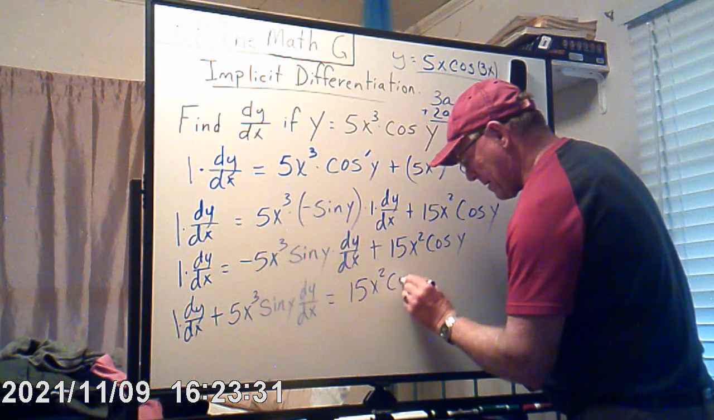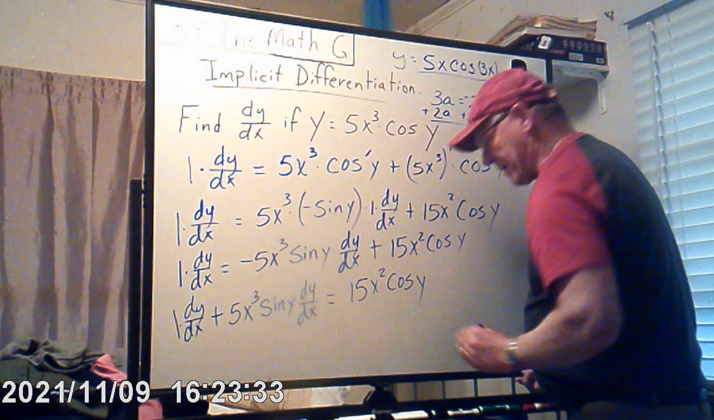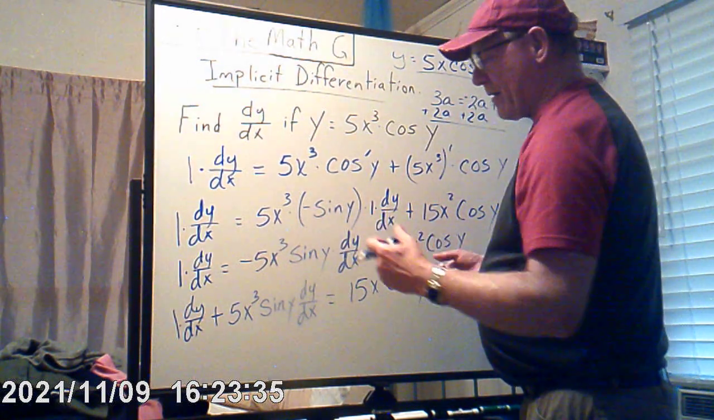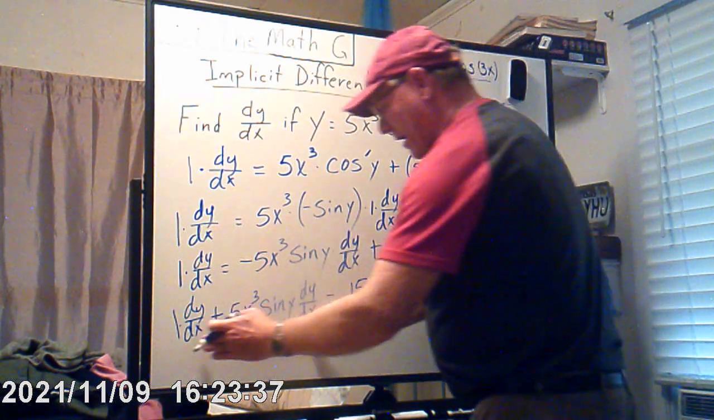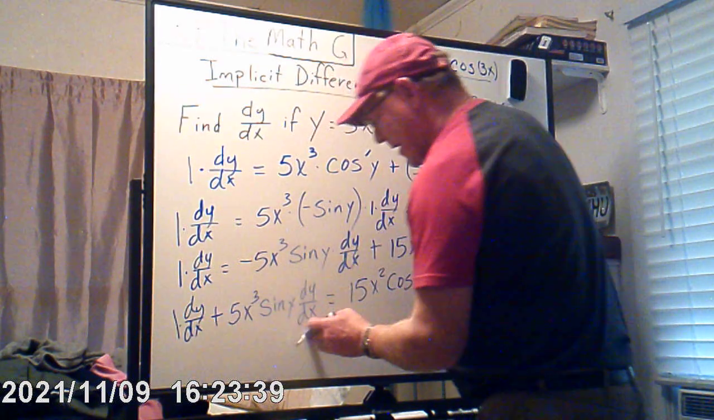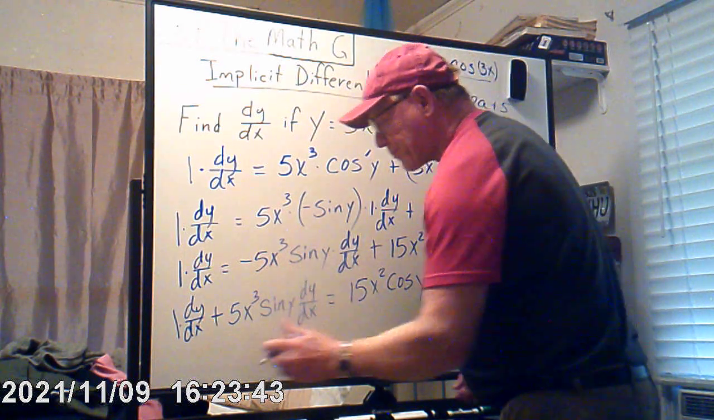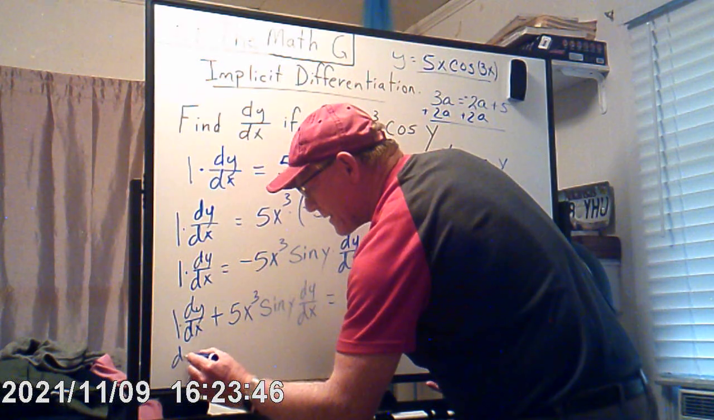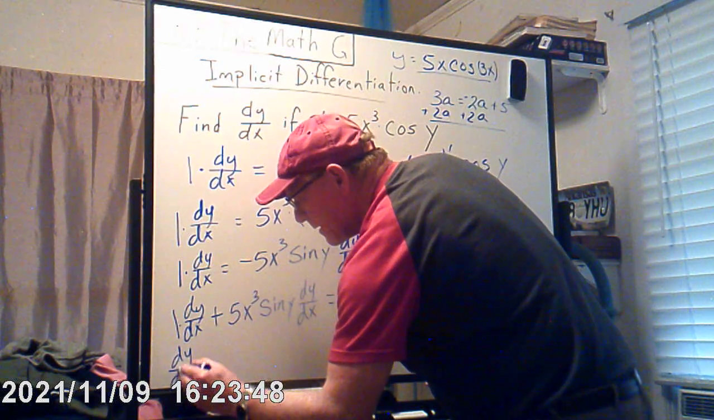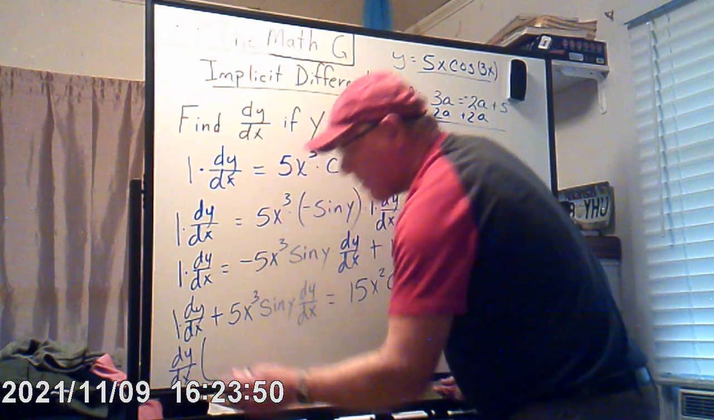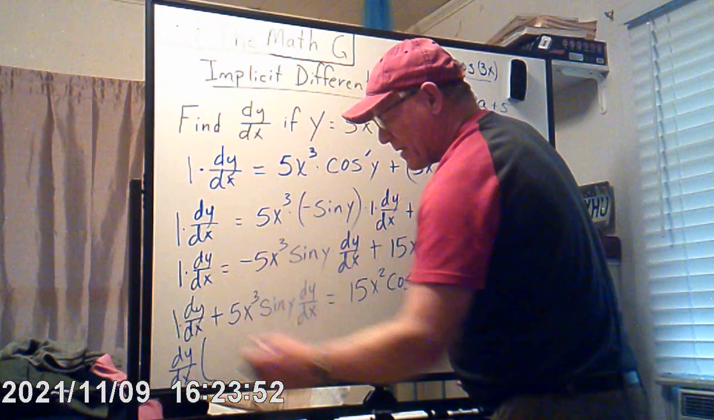Okay, there we go. And then, of course, once we have a common factor, we factor that out. We're almost done here, aren't we? So dy over dx. Now remember, we have a 1 here.